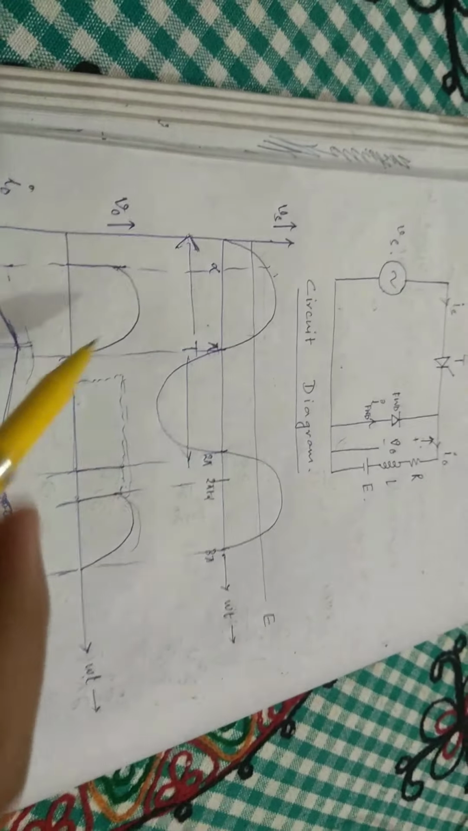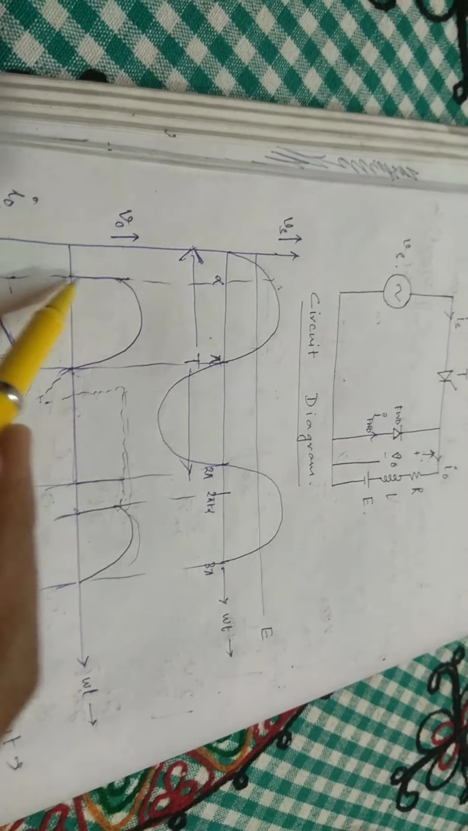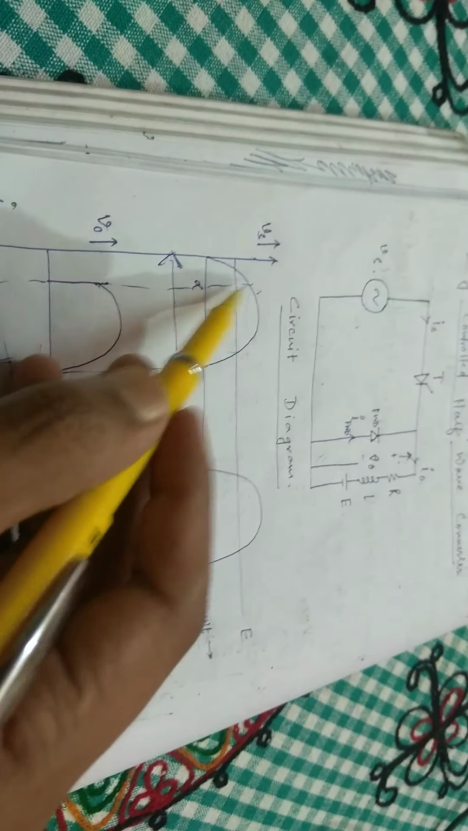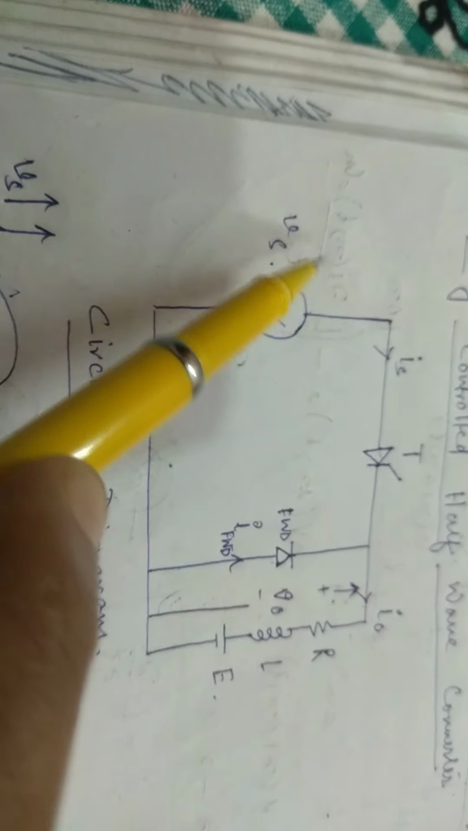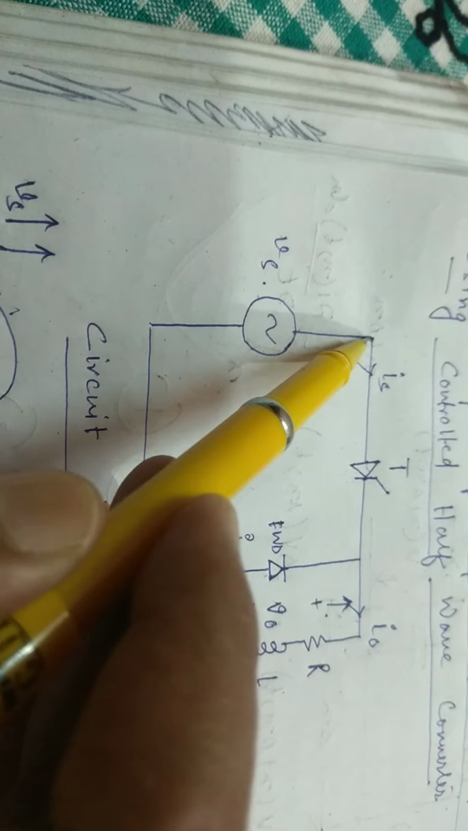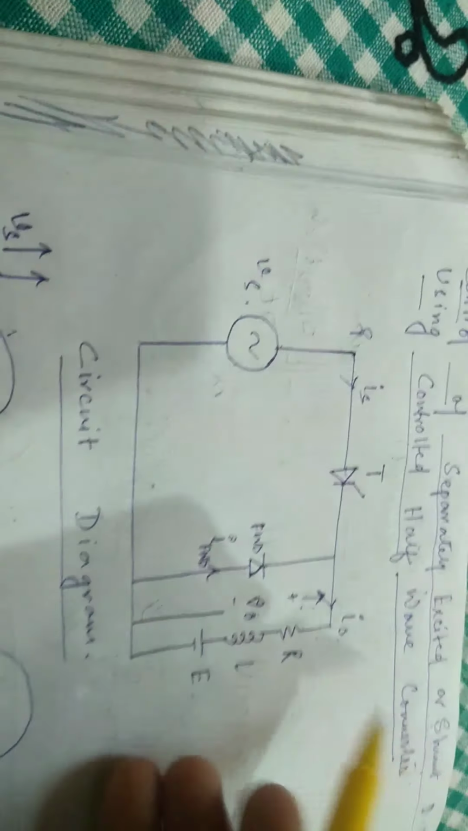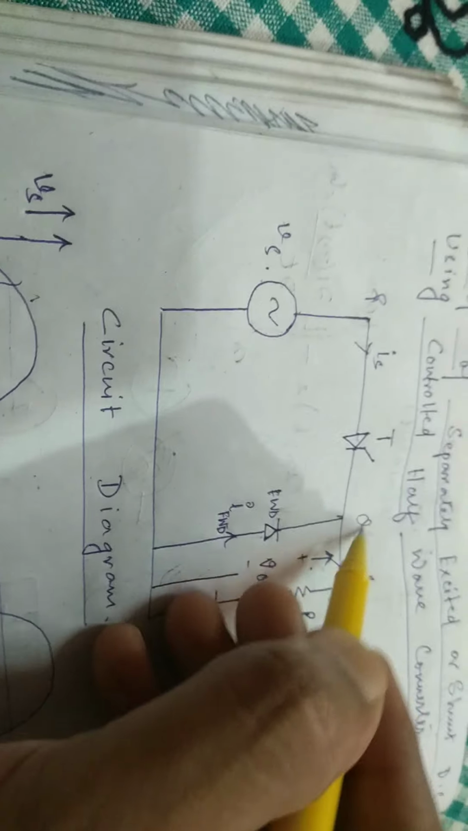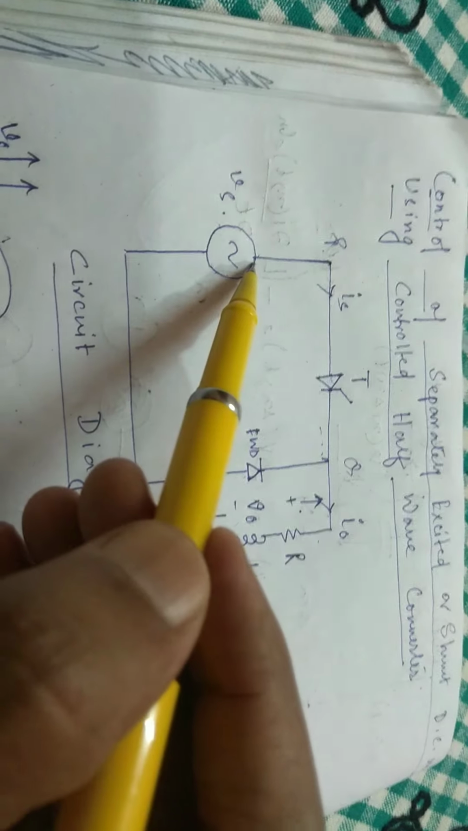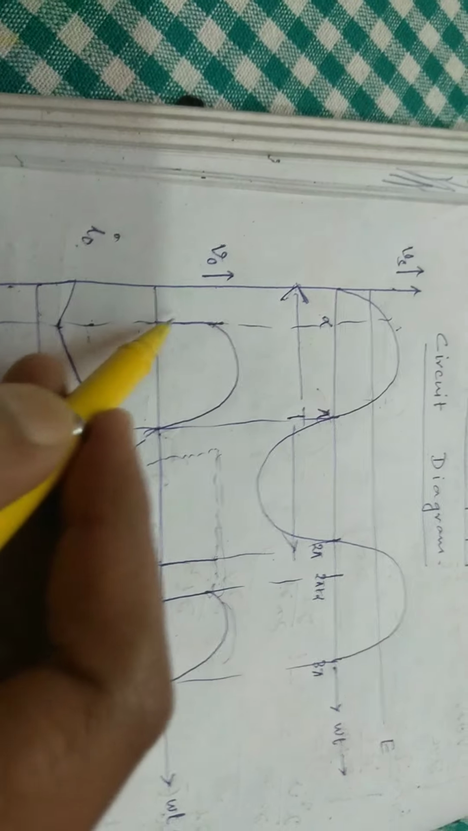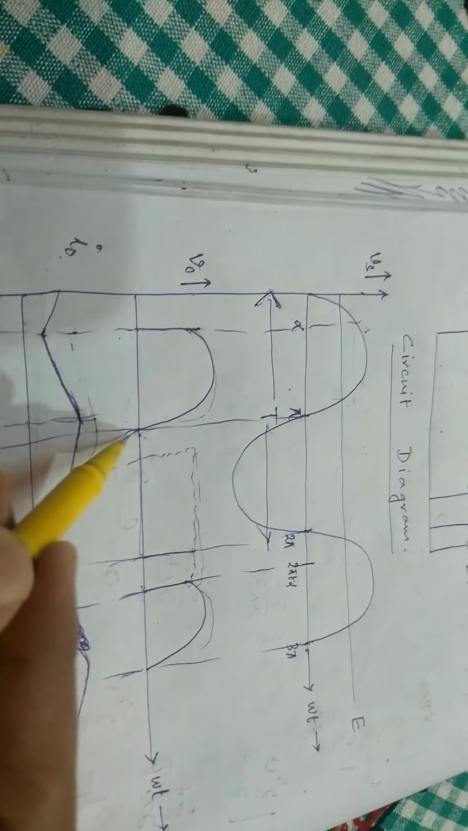So this is my output voltage waveform. We can see that as we trigger this thyristor T at alpha, when the thyristor T is triggered, this becomes short circuited. So the input and the output. Supposing we name this point as P, and this point as Q. These 2 points become the same, shorted. So basically the input voltage waveform comes across the output. As we have triggered at alpha, after that the output voltage waveform follows the input voltage waveform.